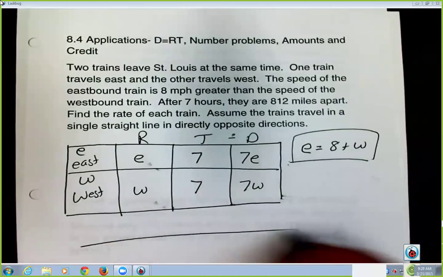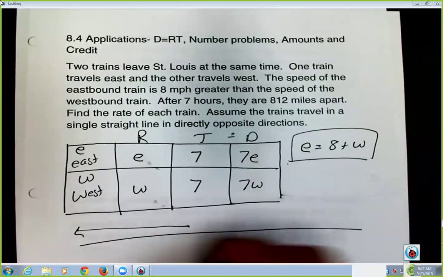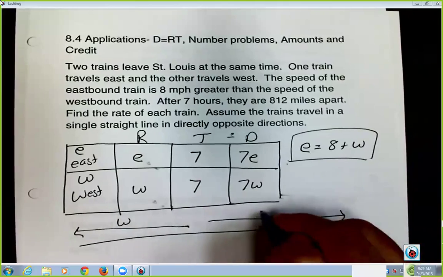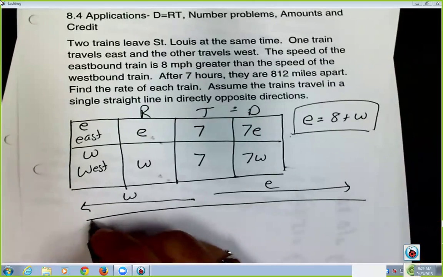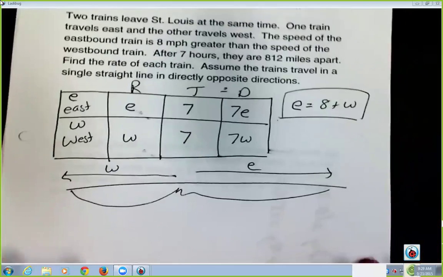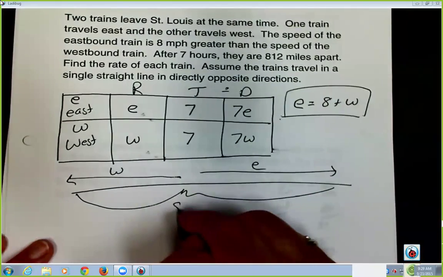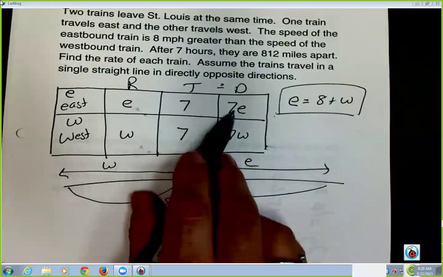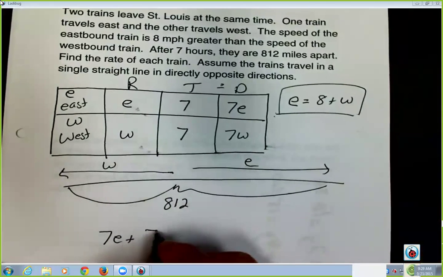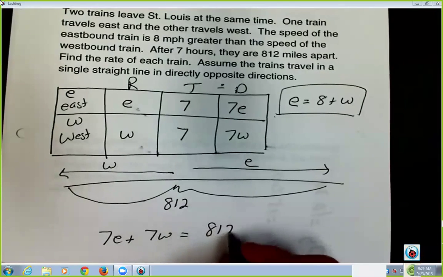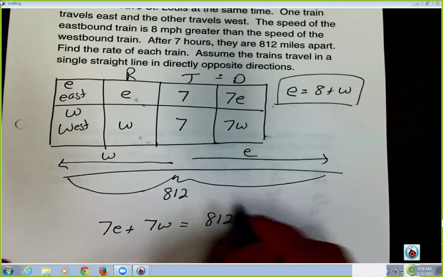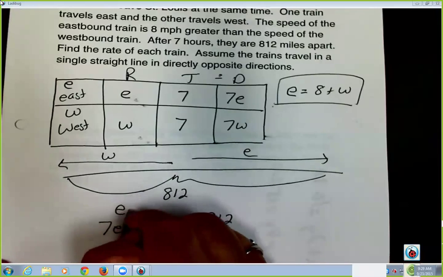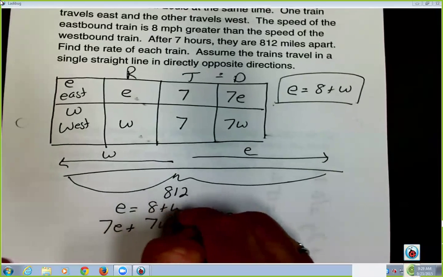And if you look at both trains going, one's going west, one's going east, and the total distance that the 2 trains traveled is 812 miles. So if it's 812 miles, what are we going to end up having for that? So 7E plus 7W is going to equal 812. And my other equation was E equals 8 plus W.